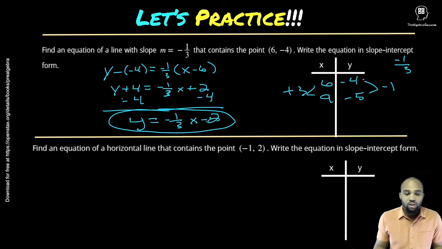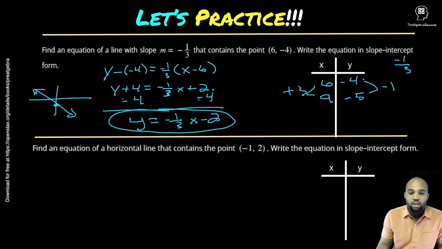I can just put -2 on the y-intercept. They didn't ask to do this, but if I wanted to or was asked to, I could. And then go down 1 over 3, down 1 over 3, or up 1 to the left 3. That would give me that line for that equation.